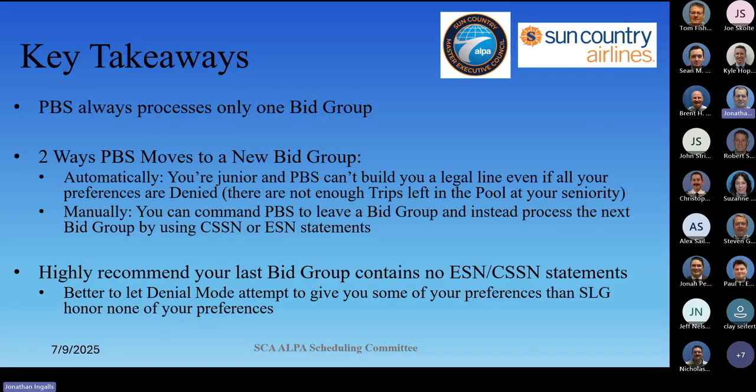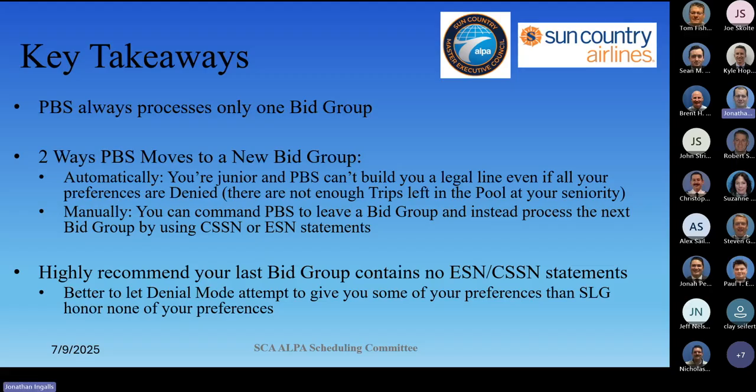So the key takeaways here. PBS only processes from one bid group. You never get some pairings from one bid group and then get a few more out of another bid group. You always take all of your trips from a specific bid group. If you want to move between two bid groups, you can either move automatically because you're junior and you ran out of flying, or manually because you use the L start next command or the clear schedule start next command to say my bid strategy has failed here, I'm moving on to the next bid group. Your last bid group should never have the L start next command or the clear schedule start next command because you're going to find yourself in that secondary line generation, which is not a good place to be.